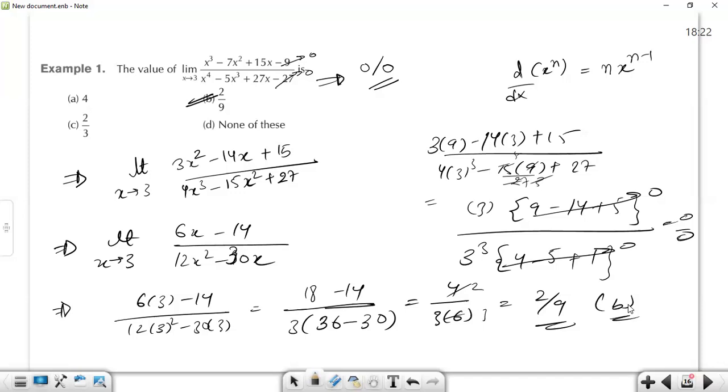Is this clear to everyone? Is this question clear to everyone? Please respond fast. Yes, sir. We have applied the L'Hospital rule. Anyone having any doubt, then please ask.